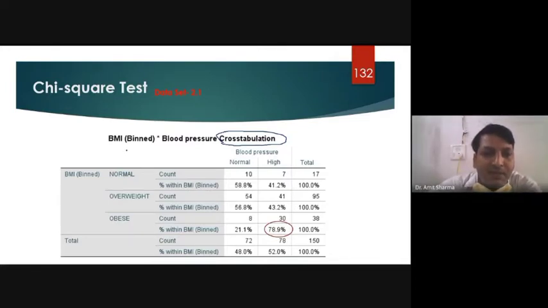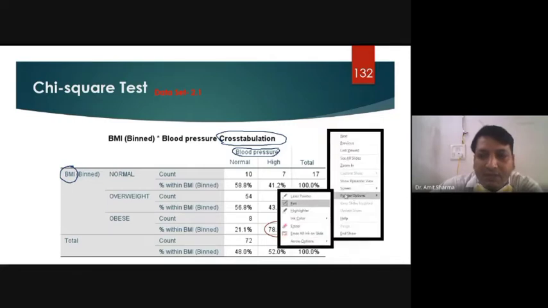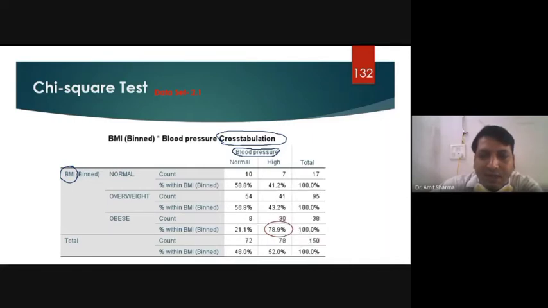And here you can see that on one side we have BMI, and the other variable is blood pressure. Blood pressure has two different categories, normal and high. And under the BMI, we have three different categories: normal, overweight, and obese. Clear? And you can find here that the value for normal BMI and normal blood pressure is this.